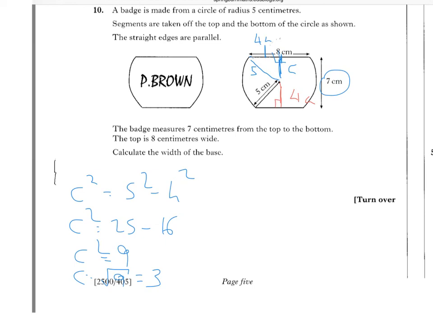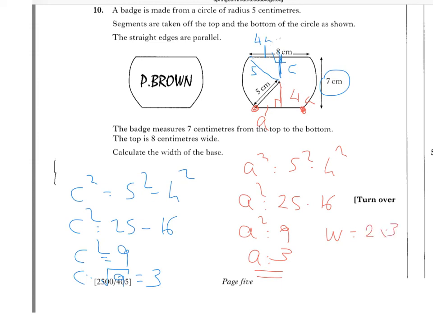So again, I can apply a bit of Pythagoras again. This time I'm going to call this bit A. A squared is equal to 5 squared minus 4 squared. A squared is equal to 25 take away 16. I've been through this already. A squared is equal to 9 and square root of 9 is 3. Now I can see that the width of the bottom is actually going to be double that value. So the width, which I'll call W, is 2 lots of A, 2 lots of 3, and that's 6 centimetres. That's the end of the question.